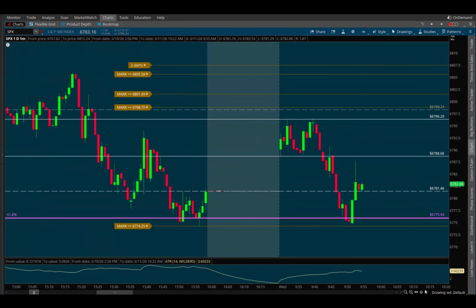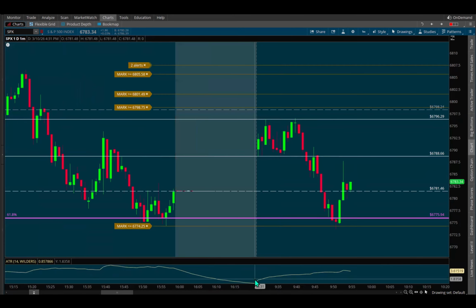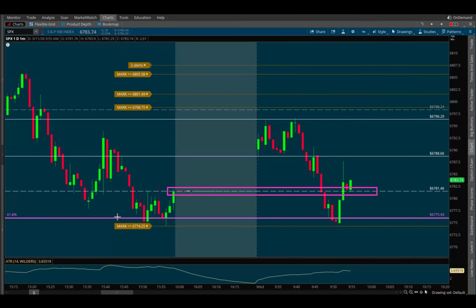Why did the trade work well? Why was I confident in the trade? Why didn't I hesitate? Why did I almost know in my head it was going to work? Well, again, we looked at the previous day close here. We looked at the previous day low liquidity there.